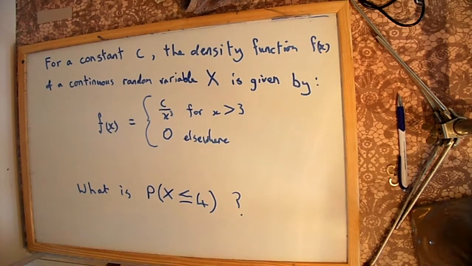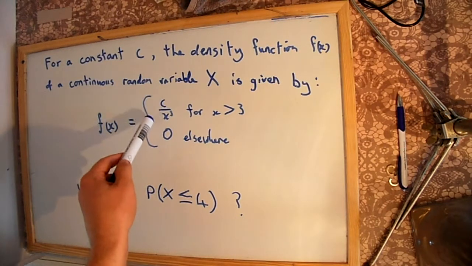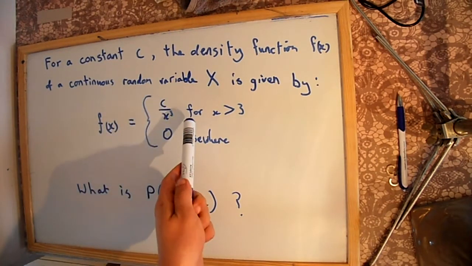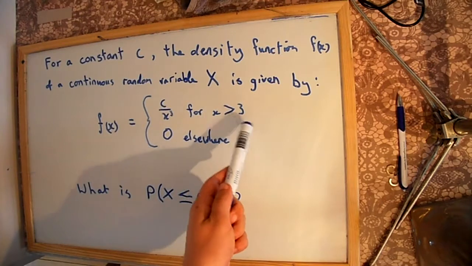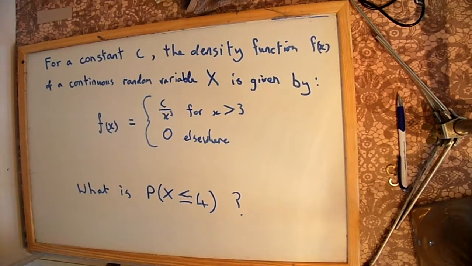involving a density function f(x) for a continuous random variable x, and it's given by f(x) is equal to c over x cubed for x is greater than 3, and then it's 0 elsewhere. So then the question is actually, what is the probability of x is equal or less than 4?